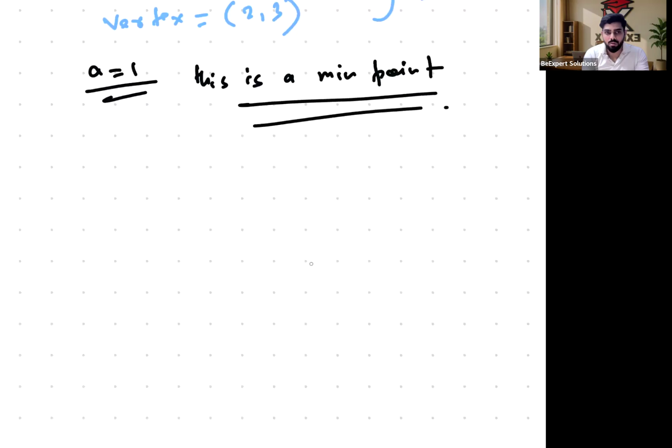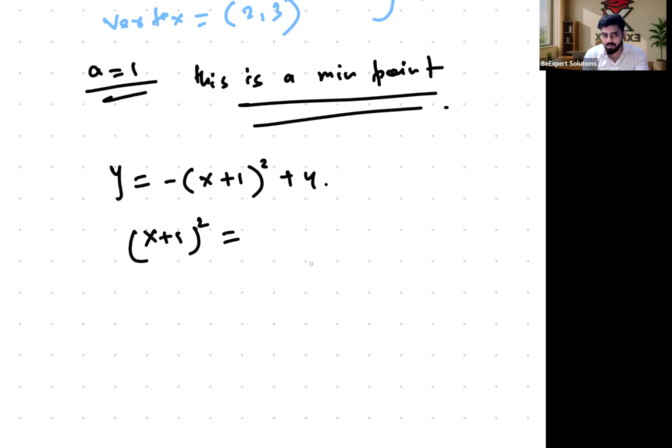Now let me take another question to help you understand better. Let's say we have y equals minus of (x plus 1) whole square plus 4. Firstly, let's rewrite this equation. x plus 1 can be written as x minus minus 1, because there is a minus sign outside also. So because of that, your h is negative here.